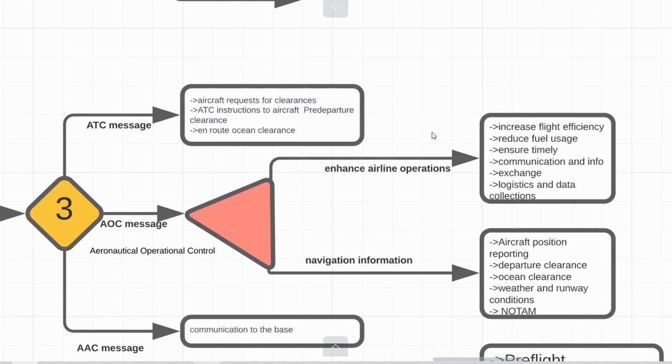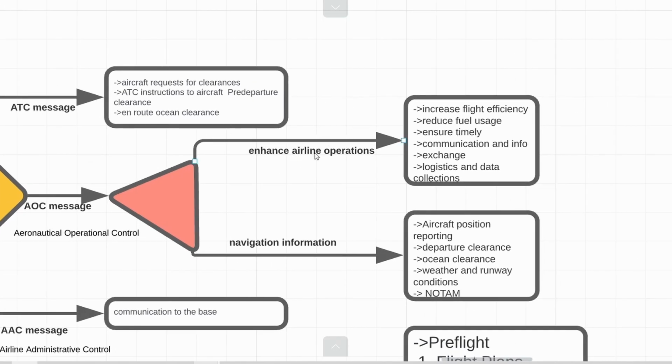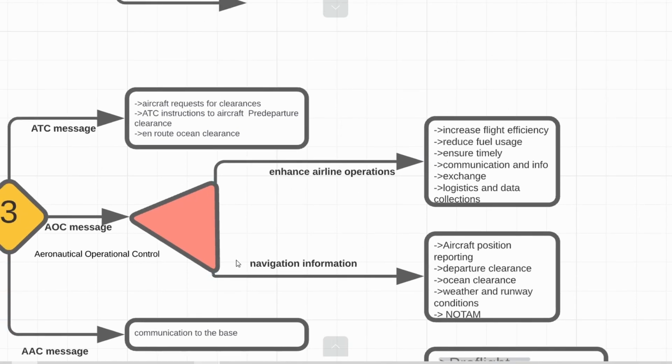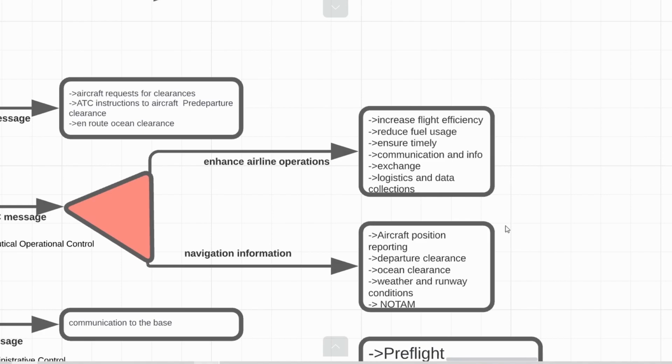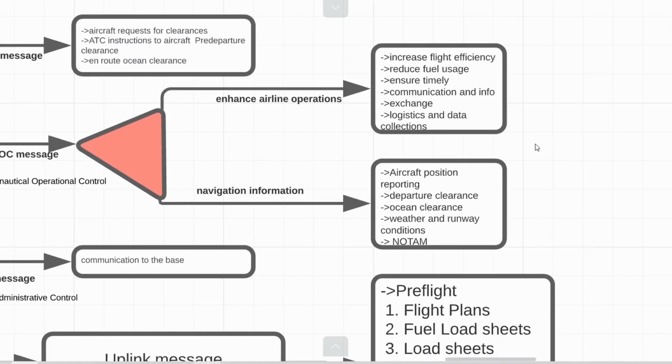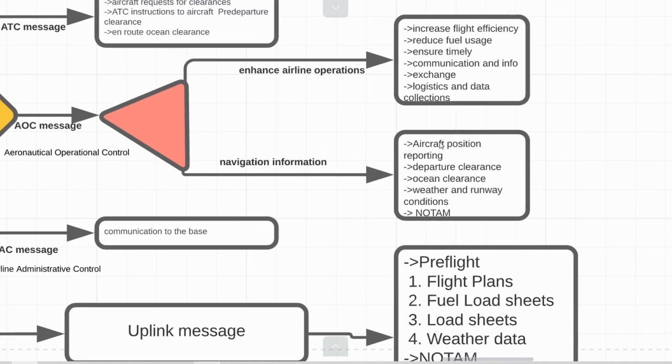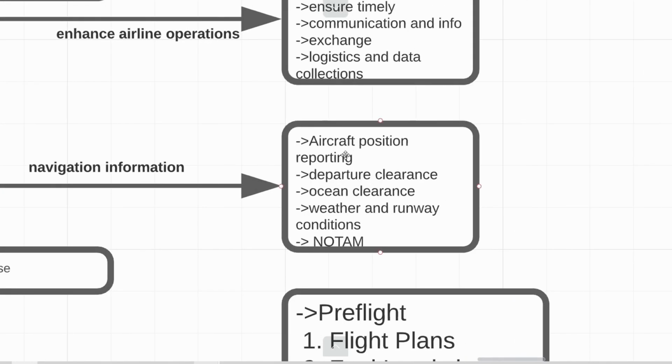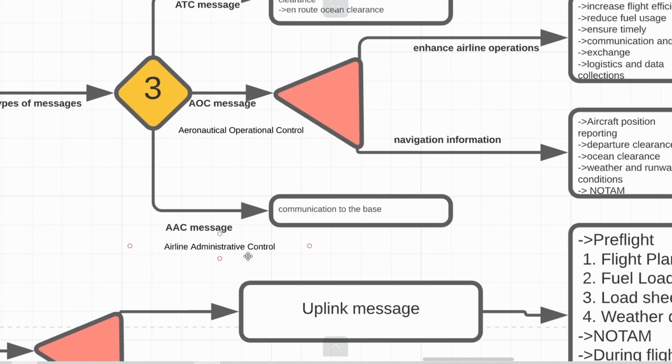And talking about the AOC message, they are basically divided into two. One is enhanced airline operations, and the other one is navigation information. The first one is used to enhance the airline operations. That means this information includes information about the flight, which increases its efficiency, reduces fuel use, and ensures timely communication and information transmission. This also includes logistics and data collection. And navigation information, of course, includes aircraft position reporting, departure clearance, ocean clearance, weather and runway conditions, and NOTAM, that is notice to airmen.